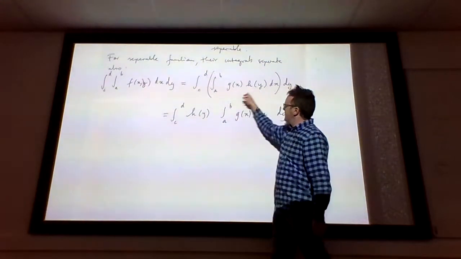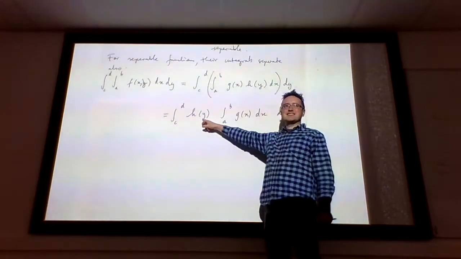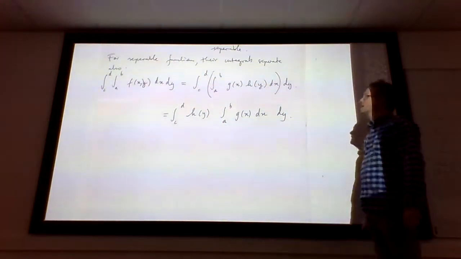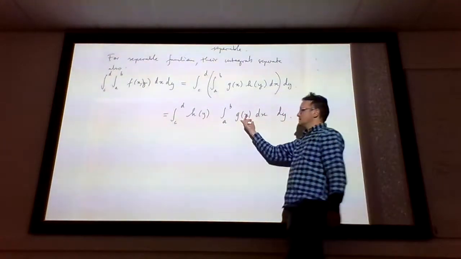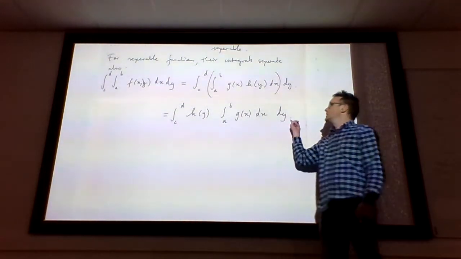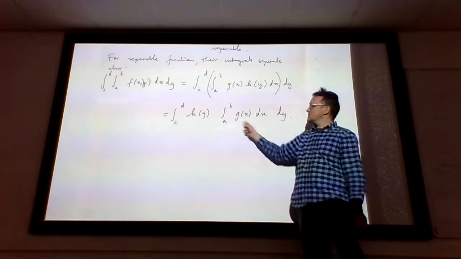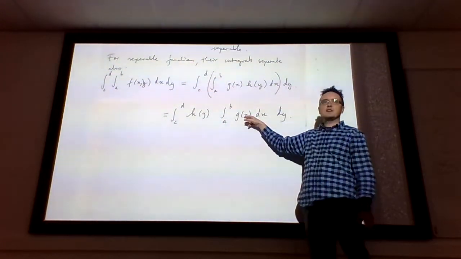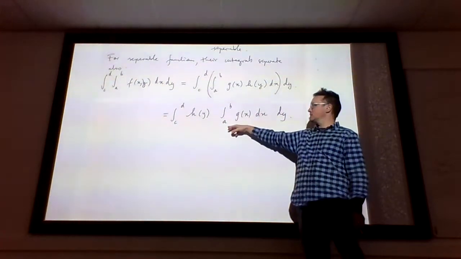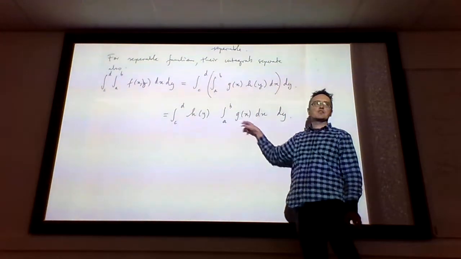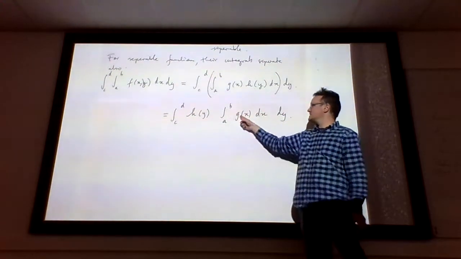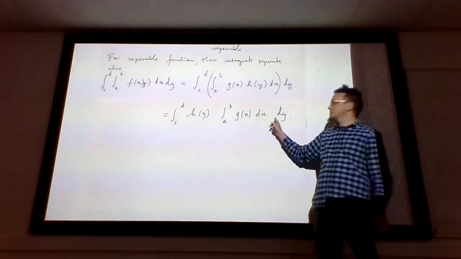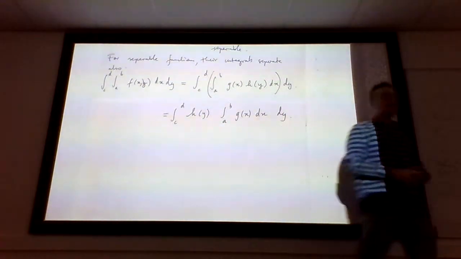So the h of y slides outside because it has no dependence on x, and we're left with the integral from a to b of g of x dx. And this is currently inside the y integral. But of course, this is just going to be a number. It's a definite integral of a function of one variable x, integrating the x variable from a lower limit to an upper limit. So this is just going to come out to be some number. It certainly has no dependence on the y variable. It's some kind of fixed value, but it doesn't depend on the y variable.